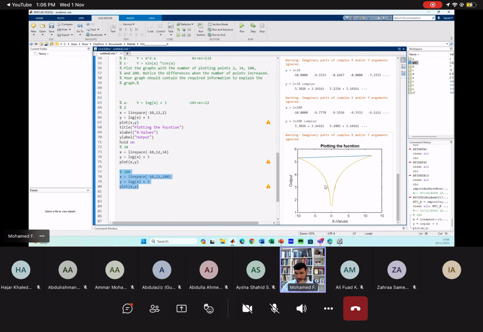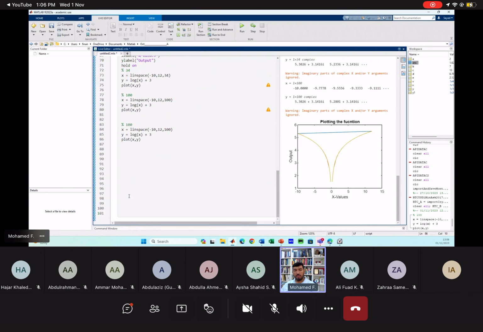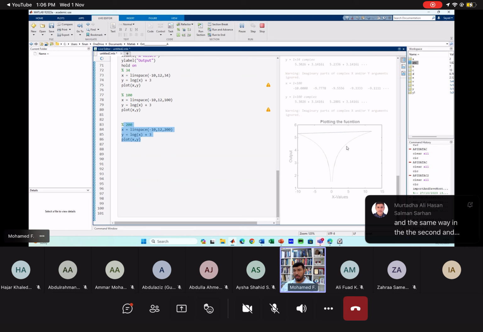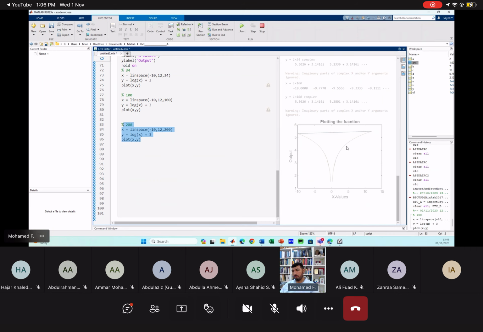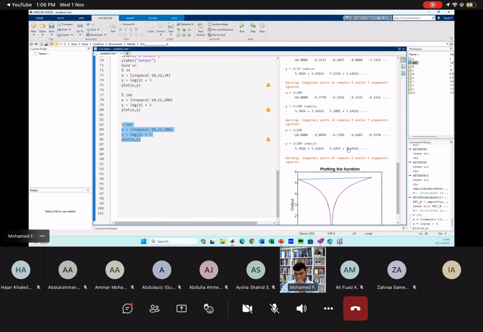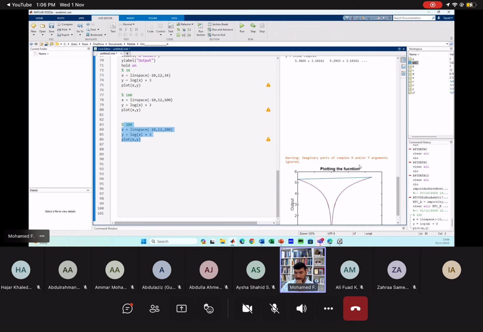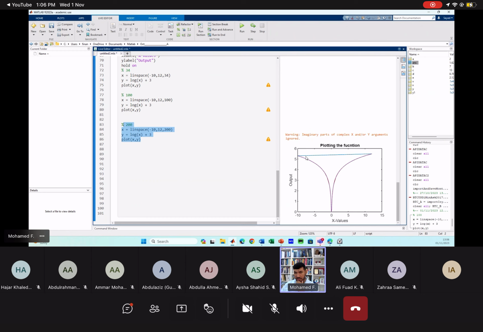Now we are having three different lines, the blue, the red, and the yellow. Okay, the orange and the yellow. If we go to the third one, again, it's going to be, let's say, 200, which is the point that he asked us to do. And we'll run it again. So you can see now we have 4 different lines.